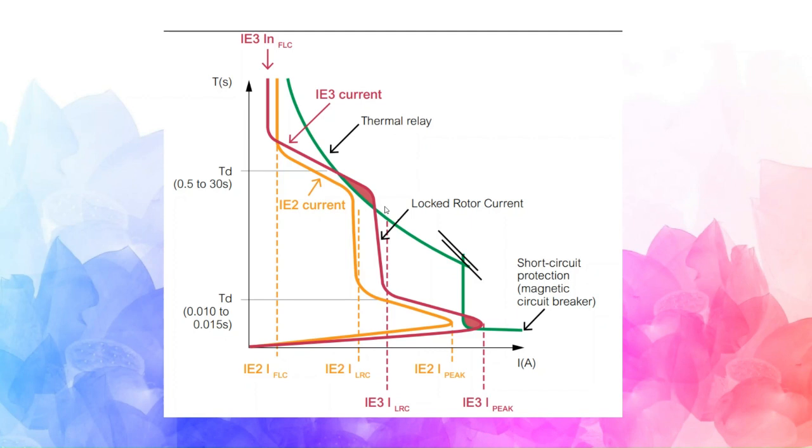Now, I hope you have understood that it really needs lots of calculation, and this thermal relay curve is also crossing here, so this is not suitable for IE3. If you select this thermal relay for this IE3 motor, then it will trip here. It will trip here only because it will not see this area. It will not go up to this area.